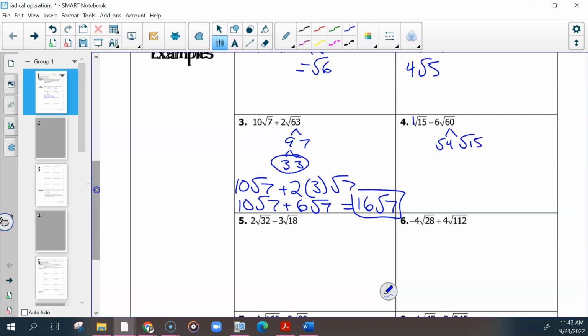So we have 4 and 15. We already found out that 15 cannot be simplified anymore. But we know this would be 2. Bring down your root 15. Oh, I forgot the 6. And the negative 6. Multiply and simplify. What would we get?